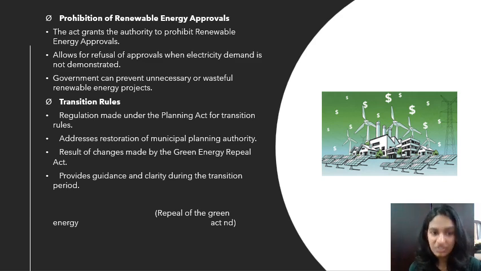And the last one is transition rules. Here, this is a rule, a regulation made under the Planning Act. It was mainly introduced as a response to the restoration of municipal authority. So this mainly helps to give clear guidance and clarity during the transition period. Through these transition rules, the municipal authorities can adjust or improve their working principles.